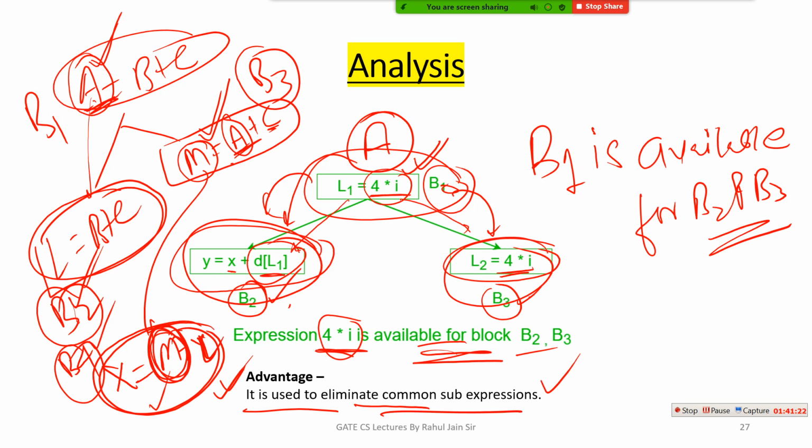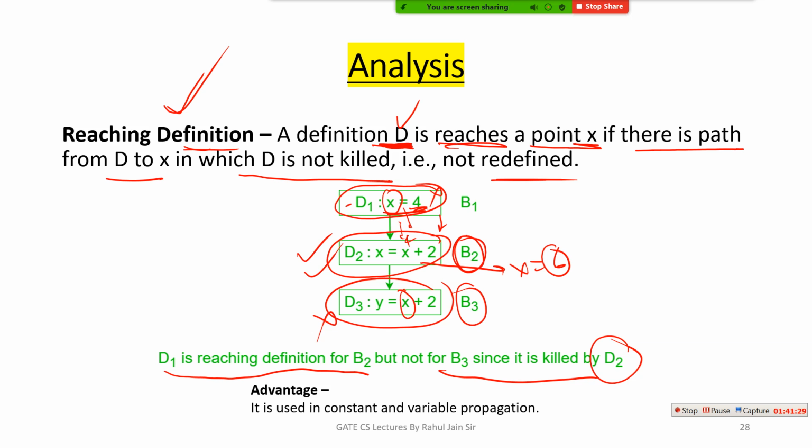Actually, these all are from the definition point of view, completely theoretical, but you need to know the concepts, because if a direct conceptual question is asked, you can answer. So reaching definition is the one in which a definition D reaches a point X if there is a path from D to X in which D is not killed.